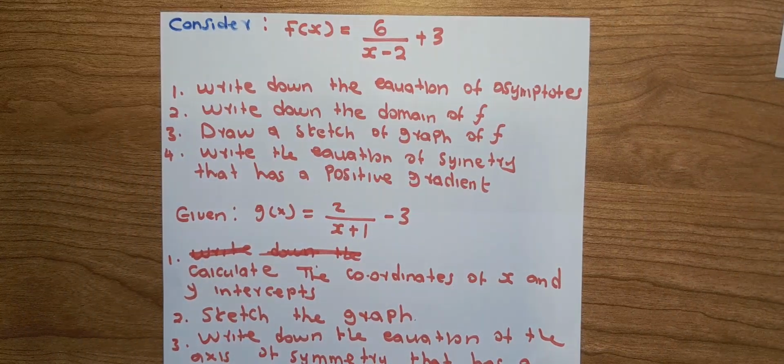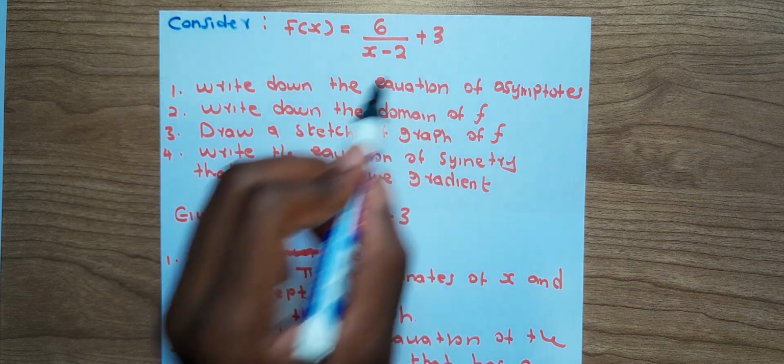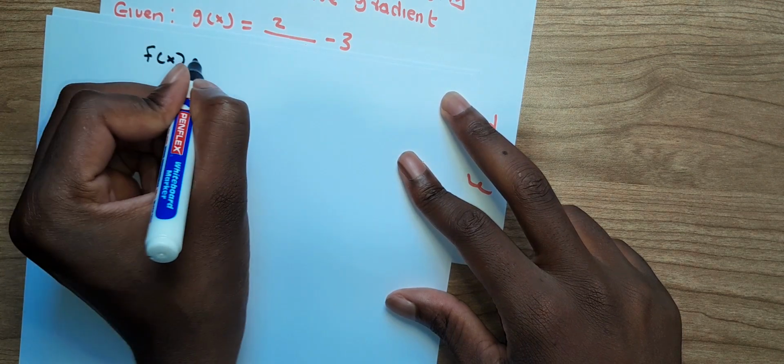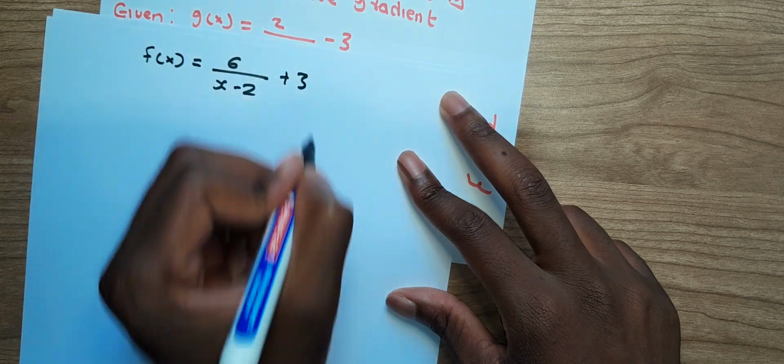Here it is. What's actually happening here? They say, consider f(x) equals 6/(x-2) + 3, right? So let me just write this. We are given that we need to consider f(x) equals 6/(x-2) + 3.